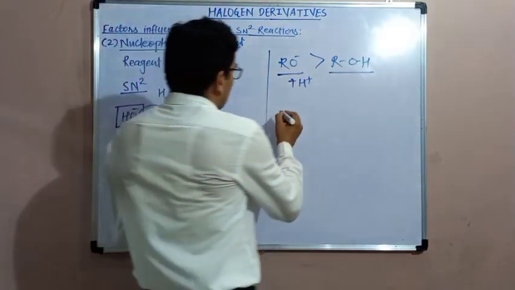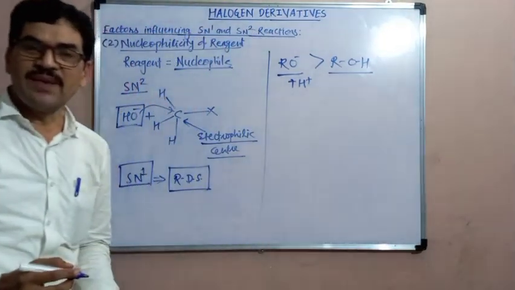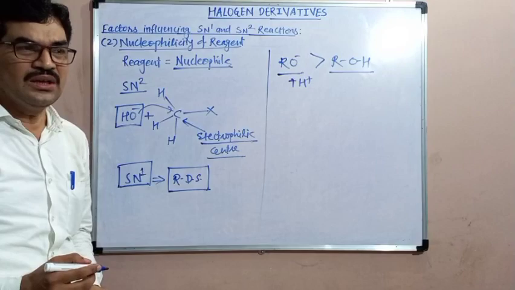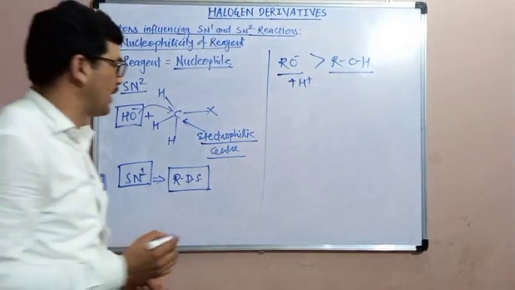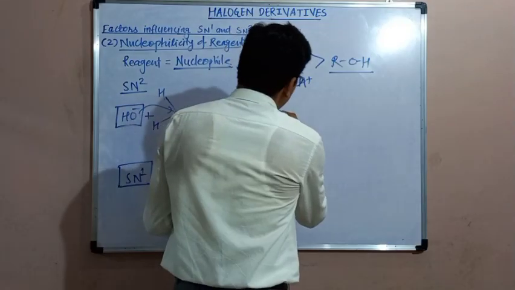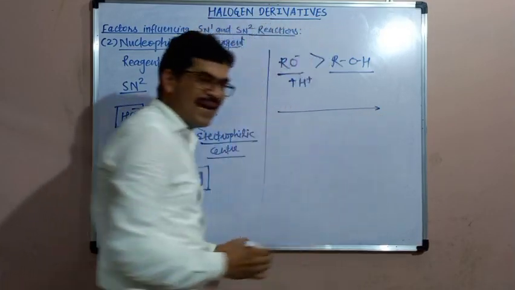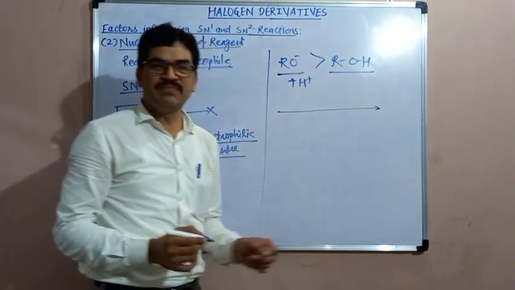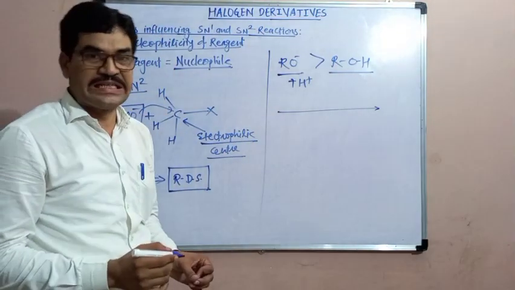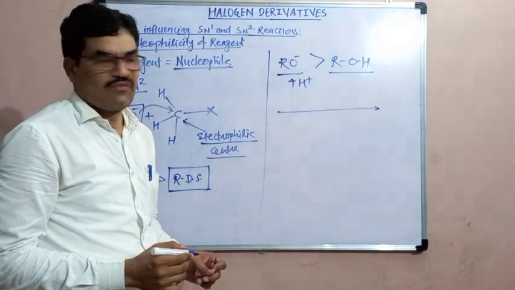The nucleophilicity of a nucleophile also depends on the position of the electron donating atom in the periodic table. As we move from left to right in a period, the nucleophilicity of the nucleophile decreases from left to right.